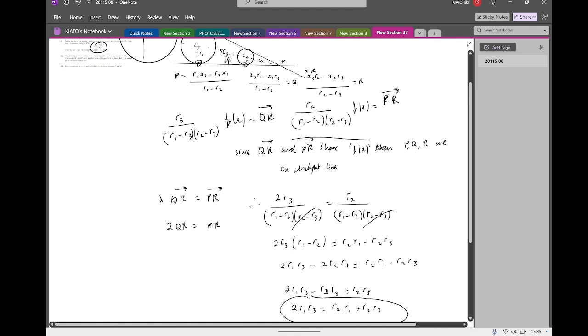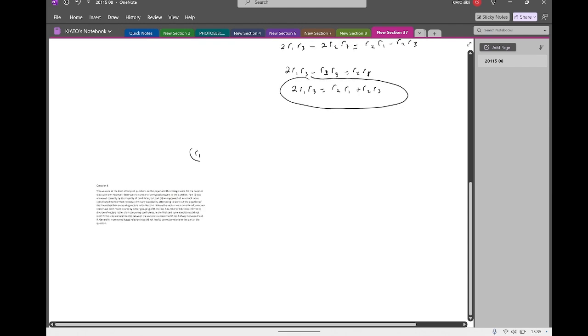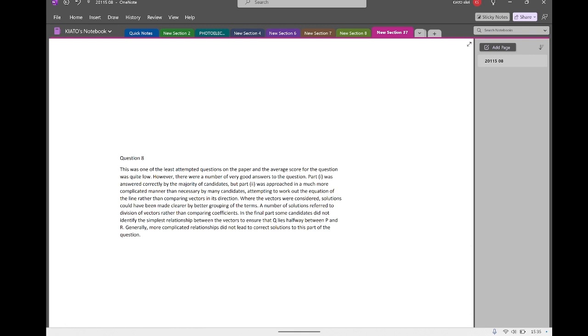Yeah, interesting question for sure. Let's go to the examiner report and see what the examiners saw to be difficult in this question. Okay, so let's get rid of that. This was one of the least attempted questions on the paper, and the average score for the question was quite low. Yeah, that makes sense.